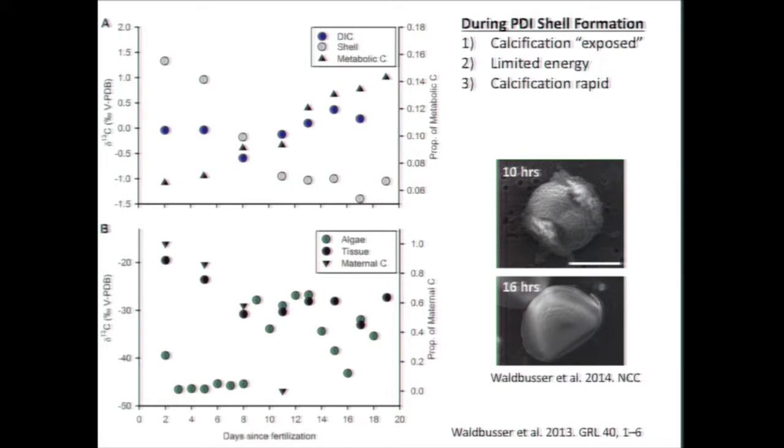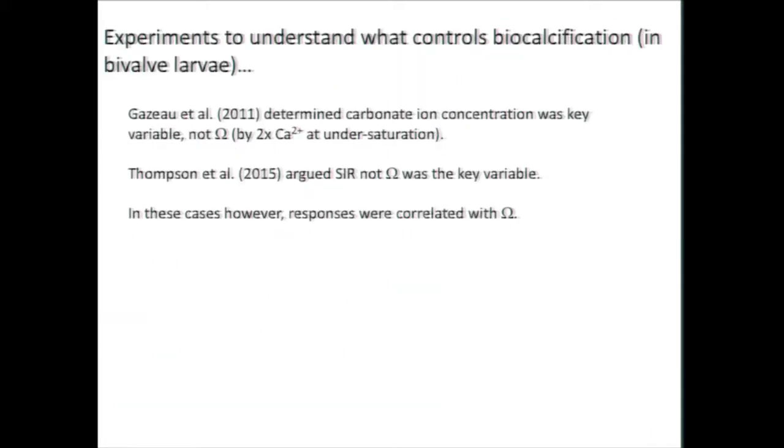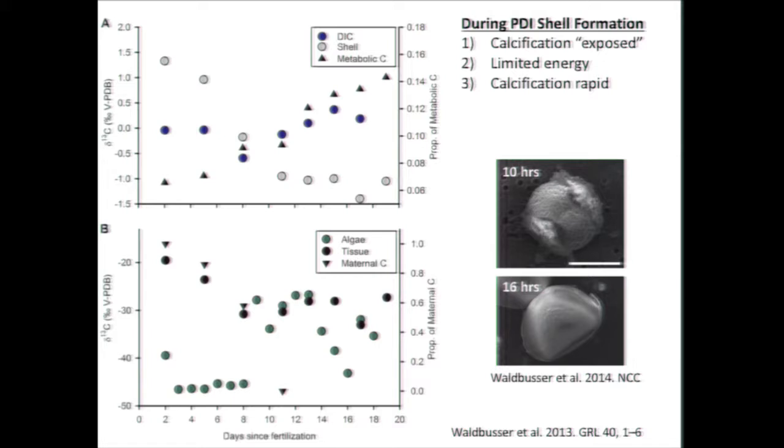So we know that they're carrying this energy from the parents. They have a limited time and a limited amount of energy they start with. And we know that this calcification is very rapid. And what we infer from this graph is that the amount of metabolic carbon increases over time, which suggests that they're able to better isolate the calcifying fluid later, because the respired carbon is going across those tissues into that calcifying surface.